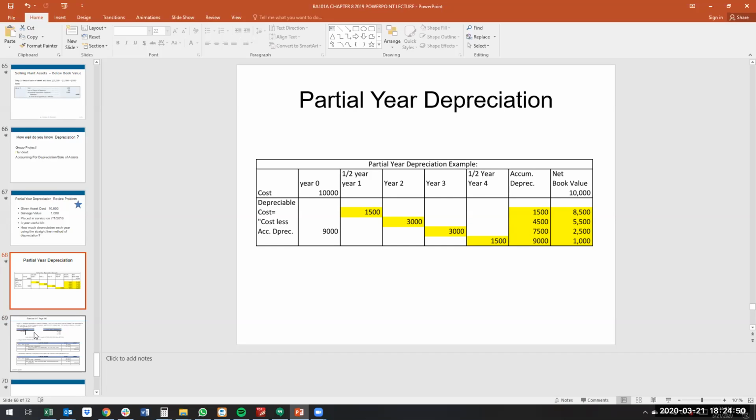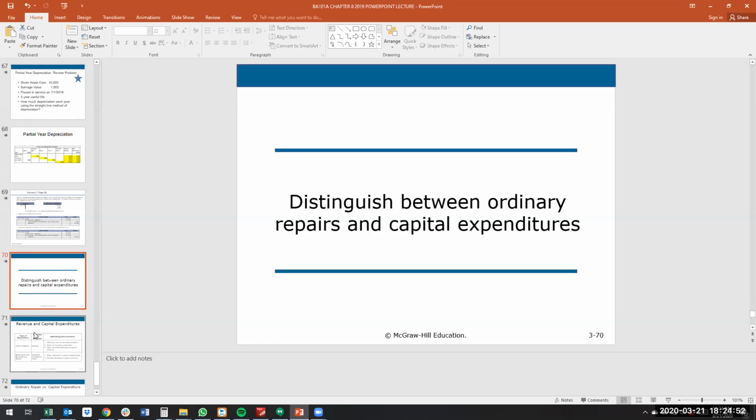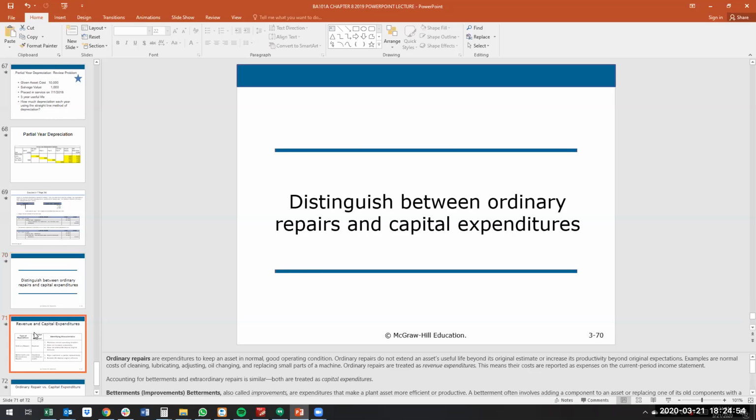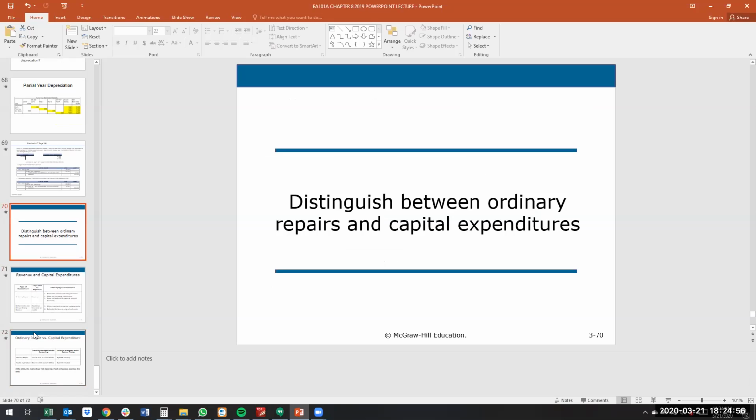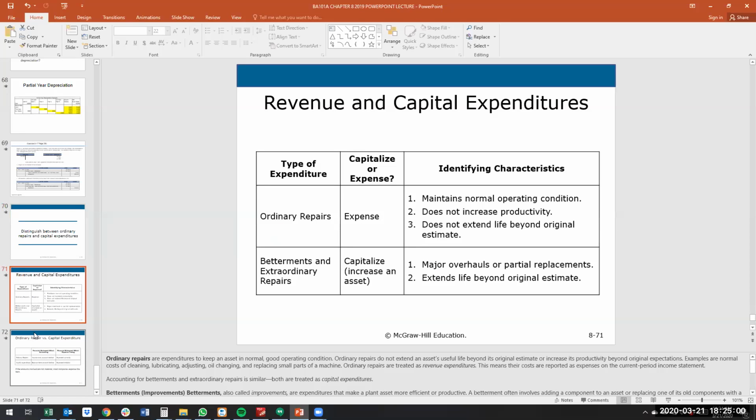Depreciation, we talked about this. And then finally, this is ordinary repairs or capital expenditures. The idea is if we're trying to fix an asset in a way that actually increases the value of the asset, we should capitalize it. This is pretty rare. You normally expense it.